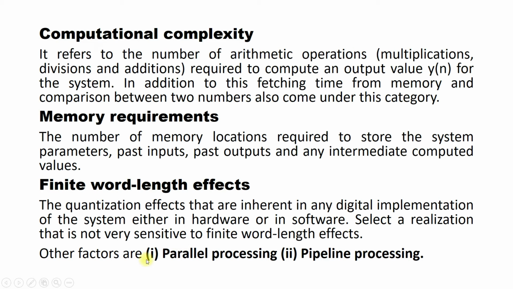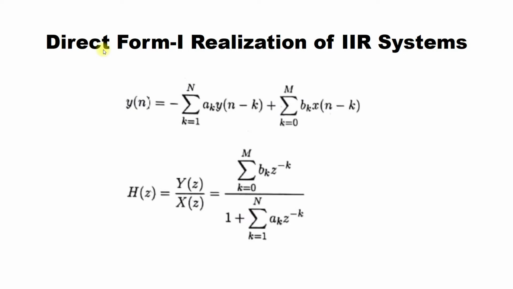In addition to this, parallel processing and pipeline processing require other consideration. Because of these factors, we select the structure for the best performance of the filter which we have designed. Now let us discuss the direct form 1 realization of IIR systems. As the name indicates, we are directly realizing the structure of the IIR system as per the general difference equation or the system function.